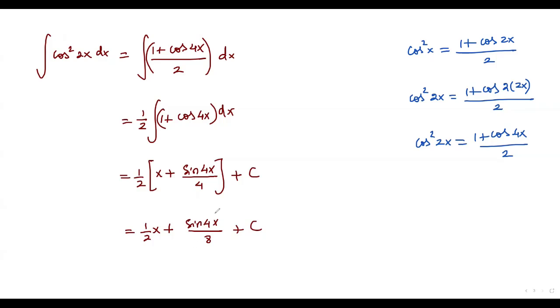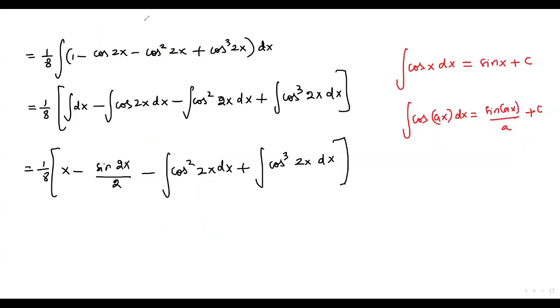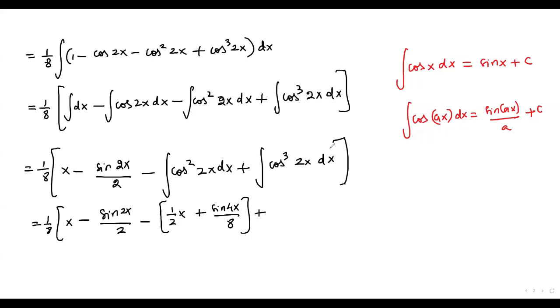Okay, now what we can do is plug in this result for this particular integration on the previous page. Okay, let me go to the previous page. Now let me write it over here. 1 over 8 times x negative sine 2x over 2 negative, and for this one only we got the result, that is 1 over 2 times x. Let me write it in parentheses because we have a negative sign over here. 1 over 2 times x, and also we have sine 4x over 8 positive. Now what we can do is evaluate this integration separately, and again come back to this step and plug in the result for this integration over here.